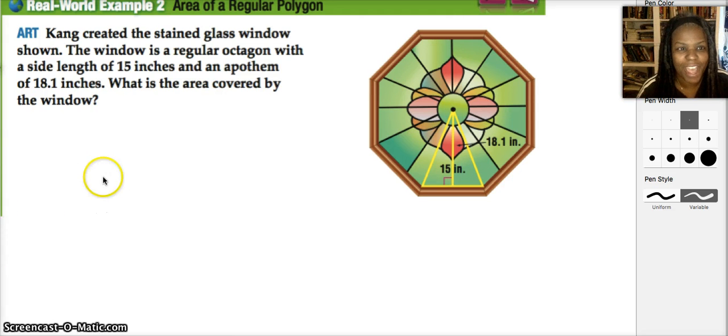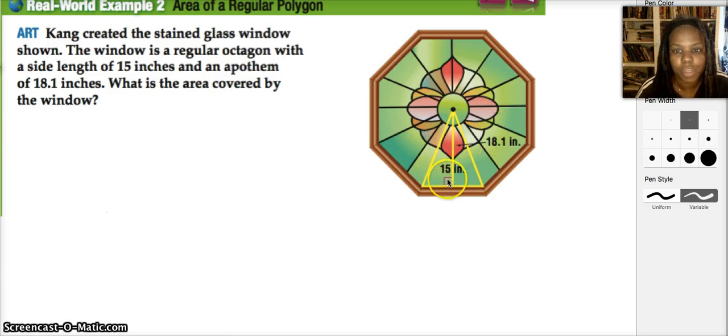Okay, so next we have art by Kang. Kang created this stained glass window shown. The window is a regular octagon with a side length of 15 inches and an apothem of 18.1 inches. What's the area covered by the window?